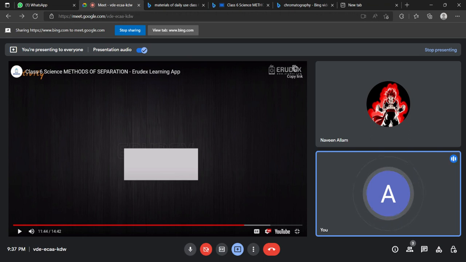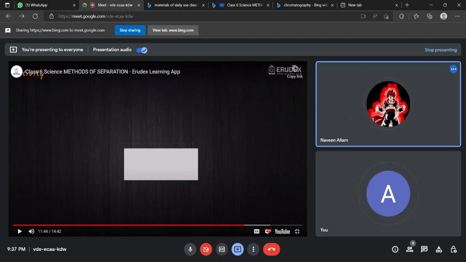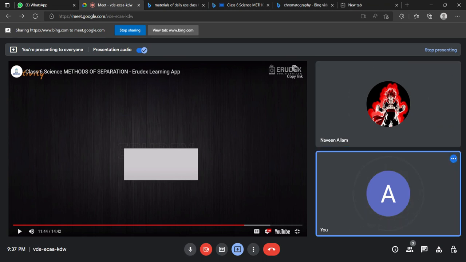Okay. So this sublimation can only be used for products that actually undergo sublimation, right? We cannot use it for something else. So that we have to keep in mind. Now we will see chromatography.